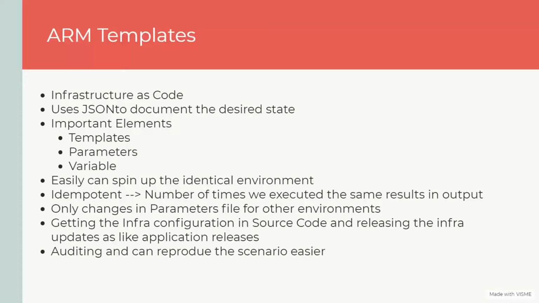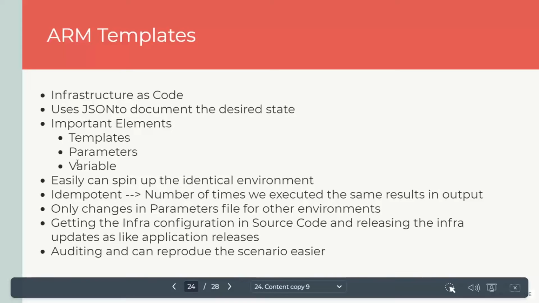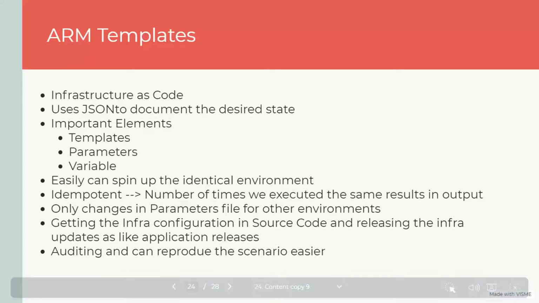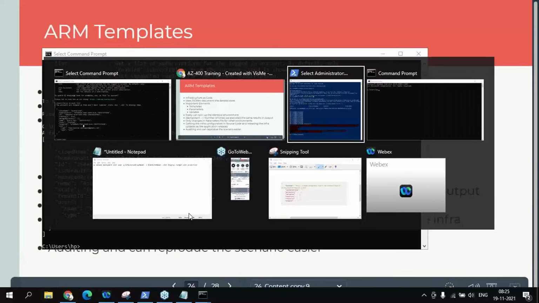So we will be providing that in the parameters file, and then the variable. Sorry to interrupt, Selan. Do you have any sample file so that we can take a look at how these templates are defined within the JSON?